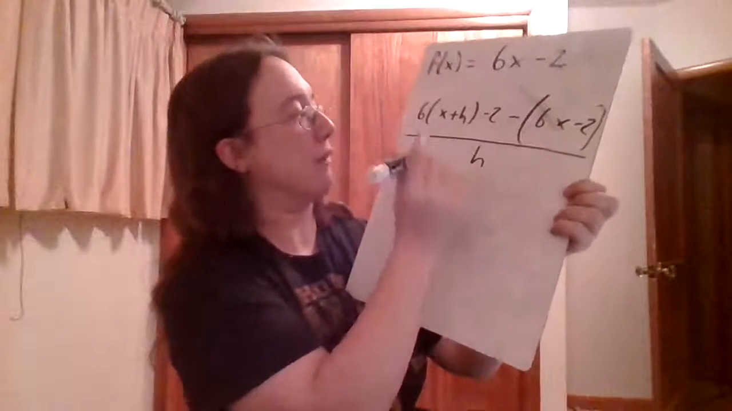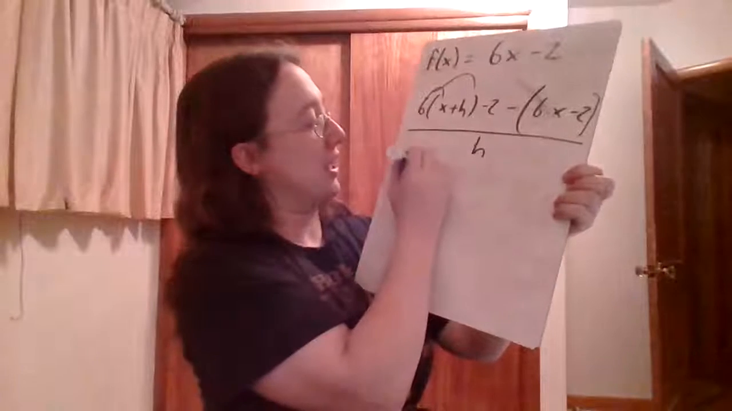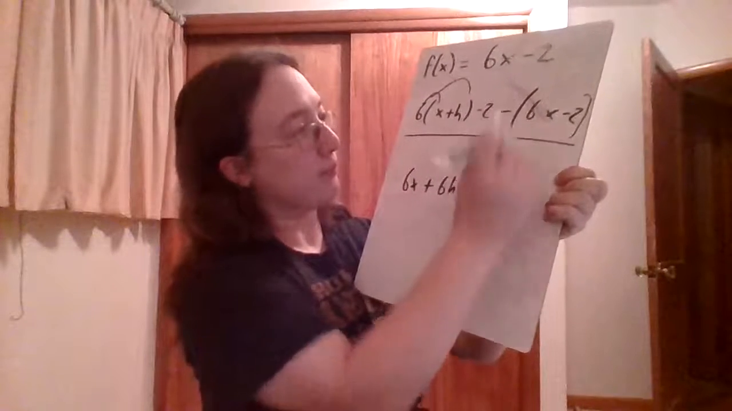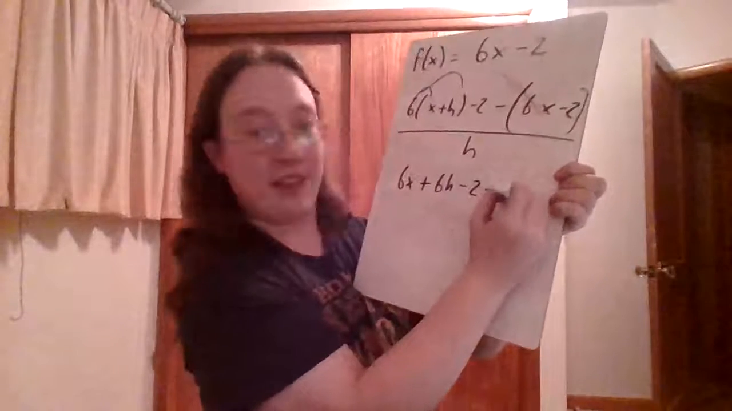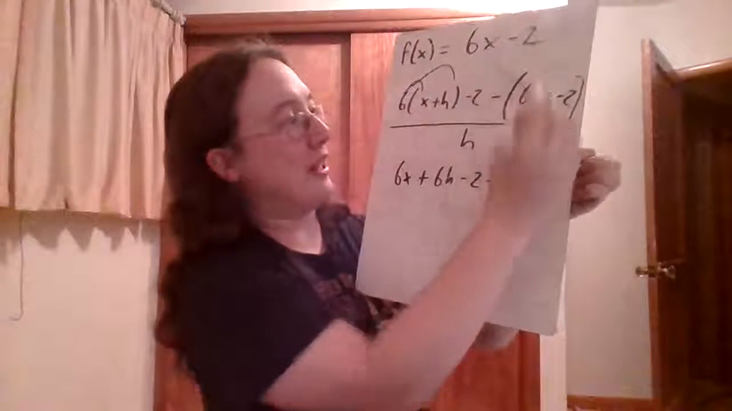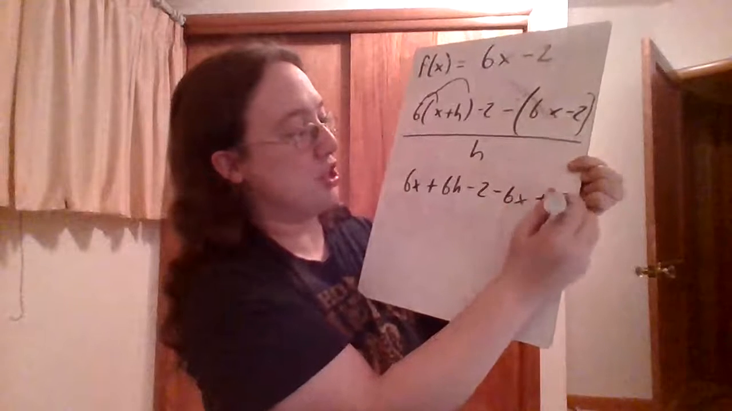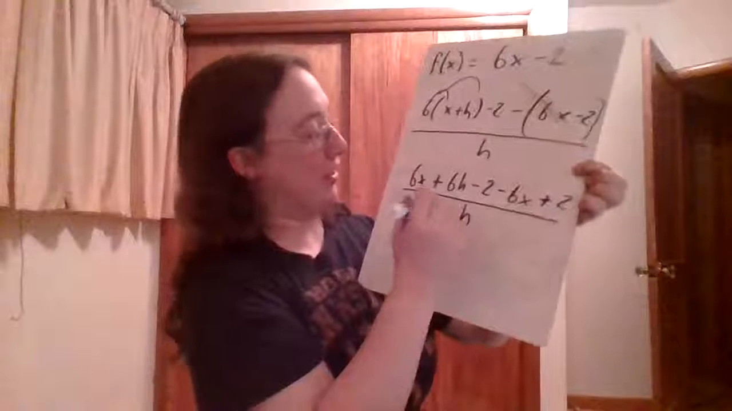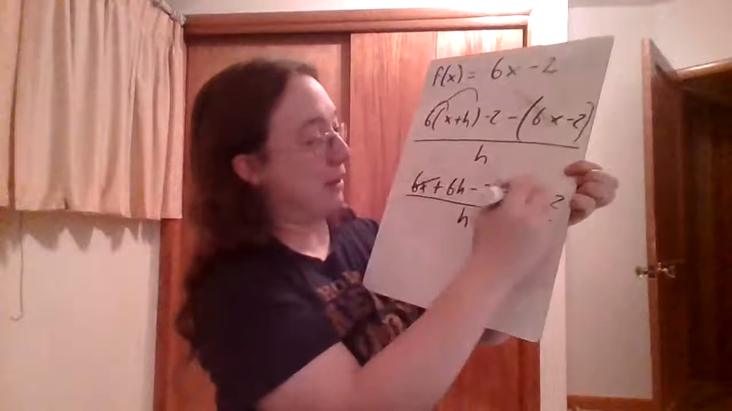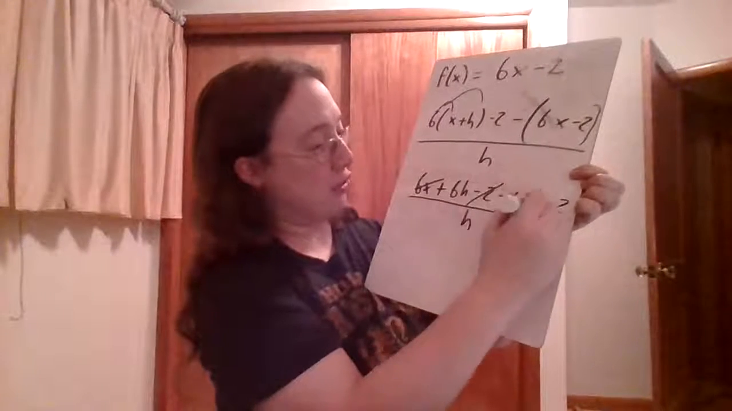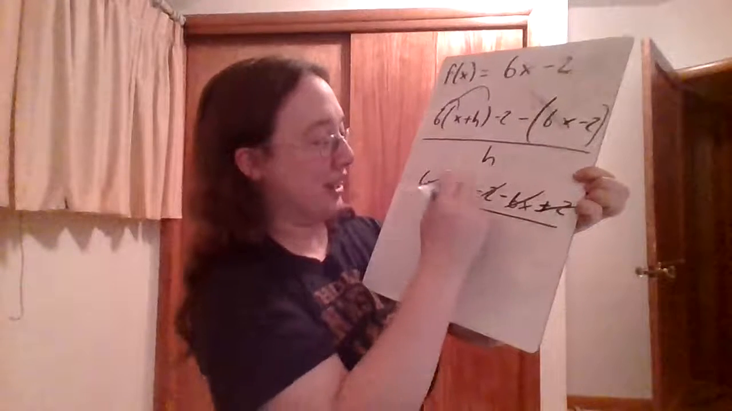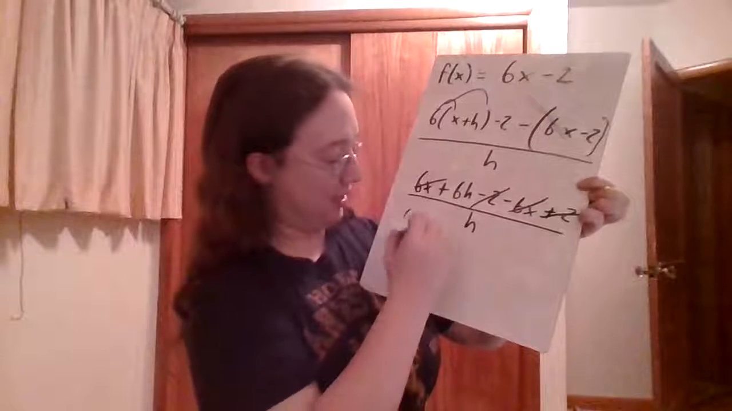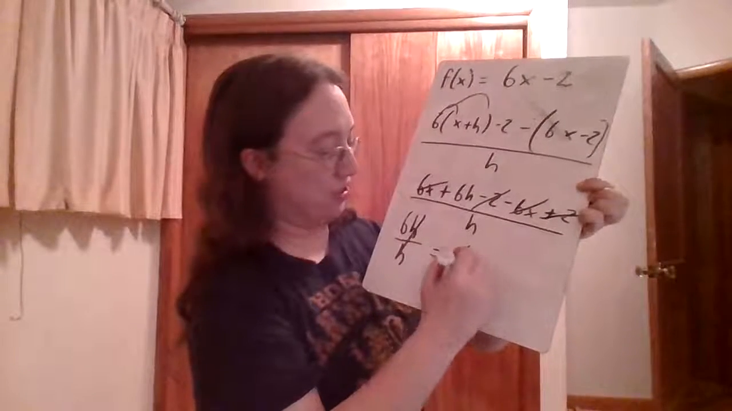Okay, so we're going to distribute that. So we got a 6x plus 6h minus 2 minus that 6x minus, and then a negative, it gives us a plus that 2. And the nice thing is a lot of this is going to cancel, because this 6x and this minus 6x are going to cancel. This minus 2 and plus 2 are going to cancel. So now I got 6h over h, and those h's are going to cancel, which is 6.